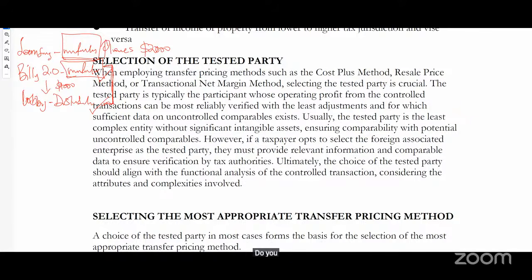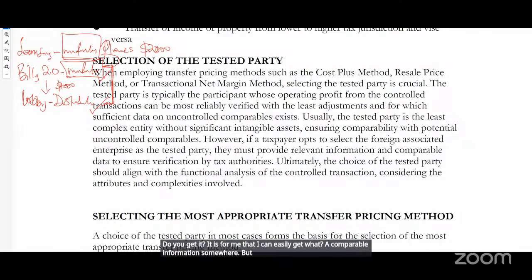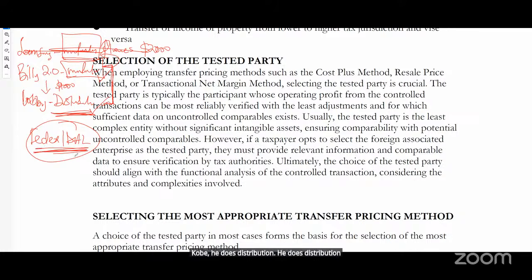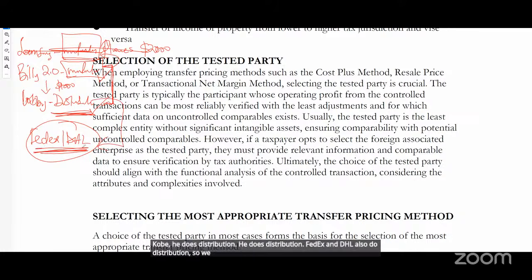Do you get it? It is for me that I can easily get comparable information somewhere. But this guy is into distribution. Did we get any distribution information in the case? No. But what if Samsung didn't exist, and we only had FedEx or DHL in the case? Who now becomes the tested party? Kobe. Why? Because he does distribution, and FedEx and DHL also do distribution. So we can easily get external data. This is all about the tested party.